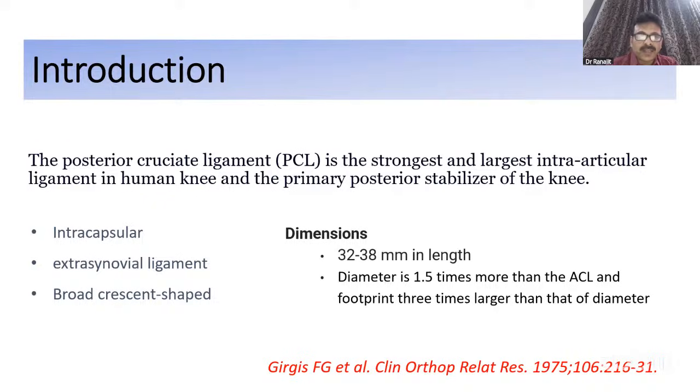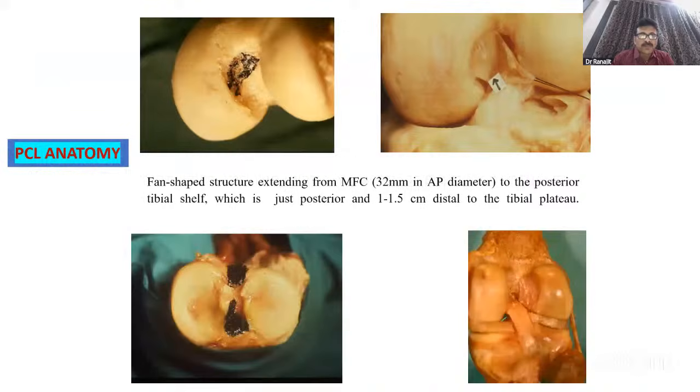So it is an intracapsular and extrasynovial ligament, a broad crescent-shaped ligament of 32 to 38 millimeter length, and the diameter is 1.5 times more than the ACL footprint. And what has been suggested by Girgis et al. in Clinical Orthopaedics and Related Research: the PCL is a fan-shaped structure which extends from the medial femoral condyle up to the tibia, and it's inserted just 1 to 1.5 centimeter distal to the tibial plateau.